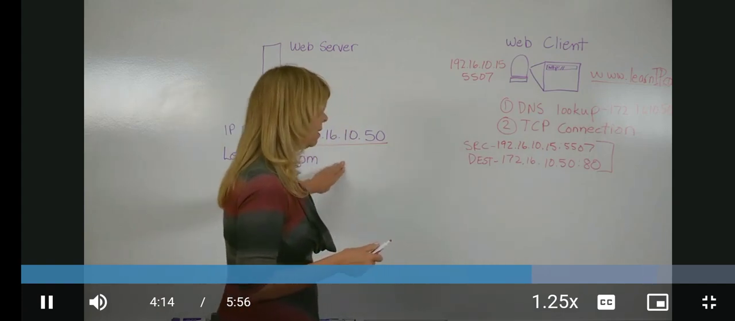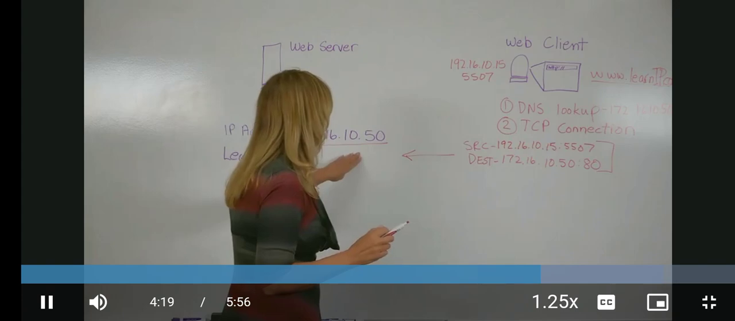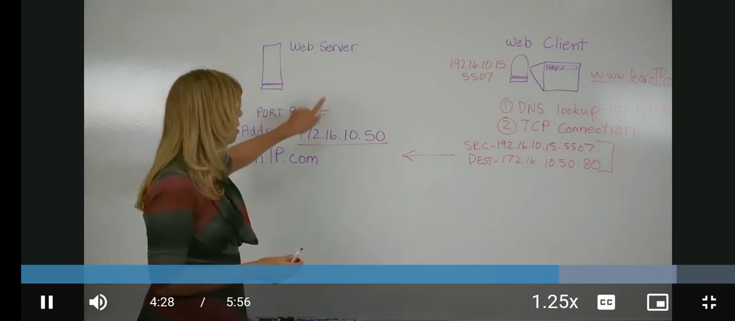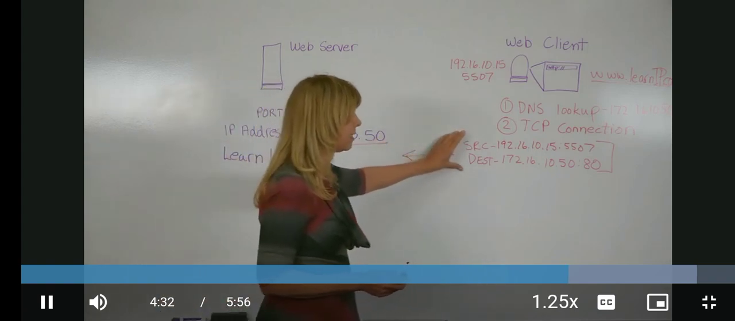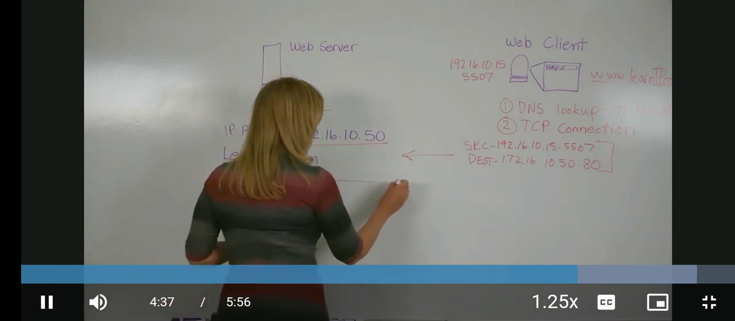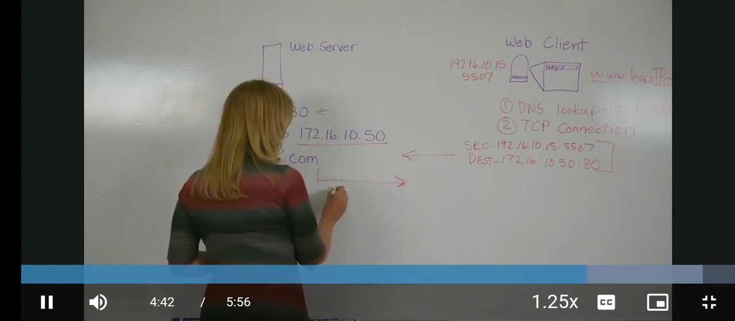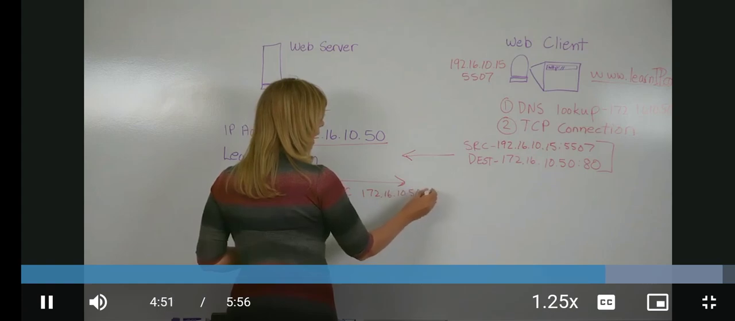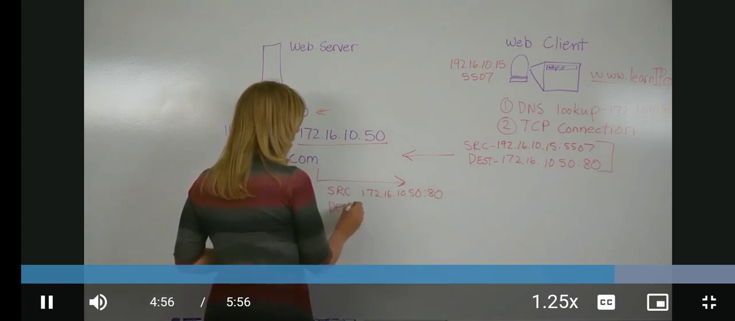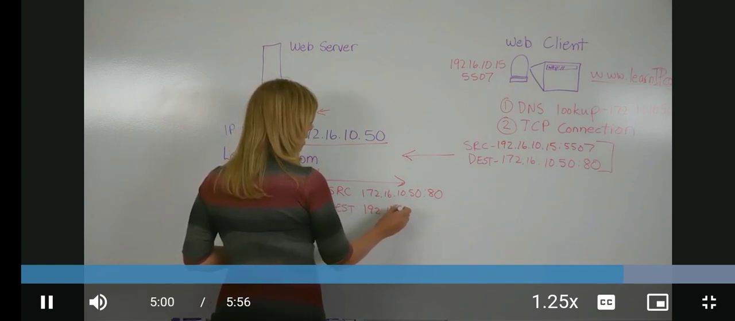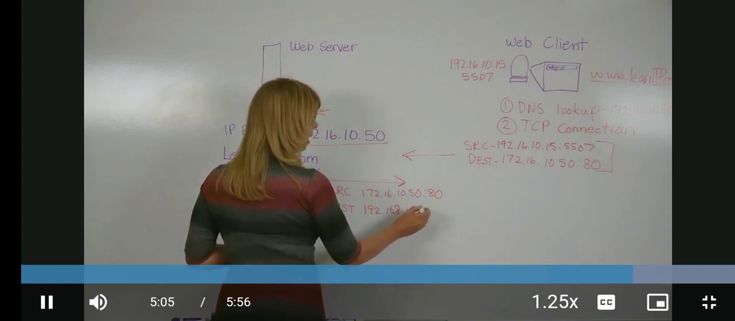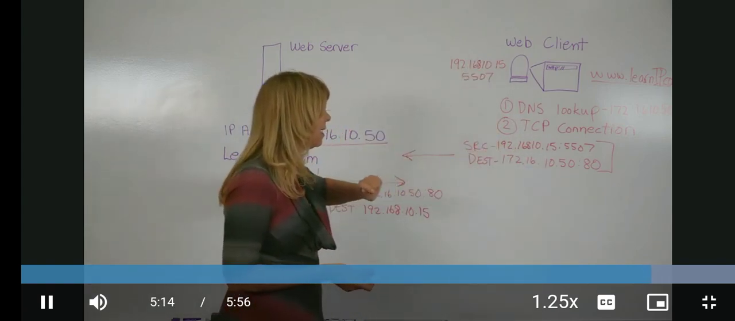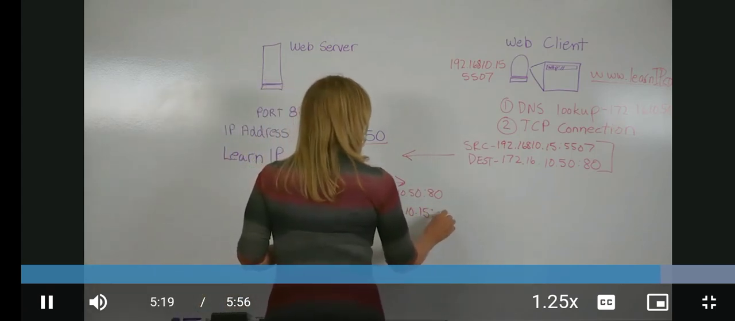When the web server receives this packet that comes across, what it's going to do with it is place it in the buffer assigned to port 80, so that the web service will see that it has a request from this device, and it will then formulate the reply with the opposite information, where the source of the reply is 172.16.10.50, port 80, and the destination is 192.168.10.15, port 5507.